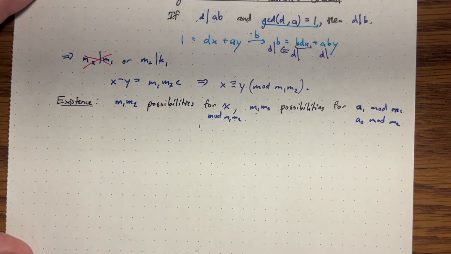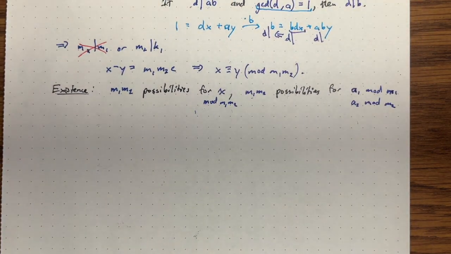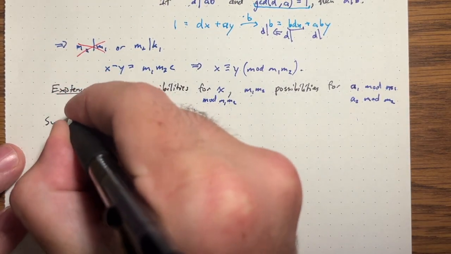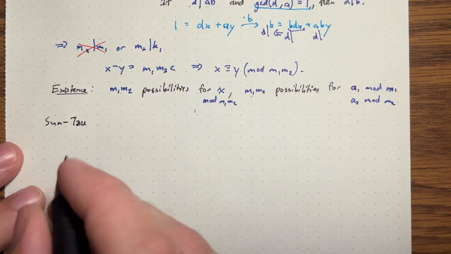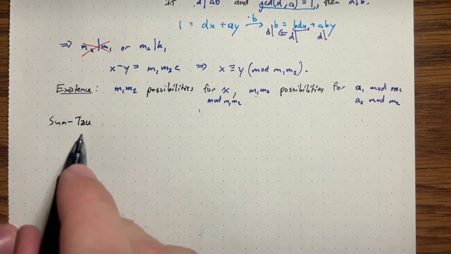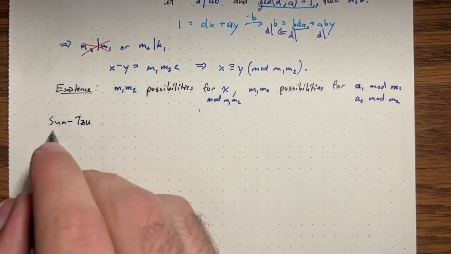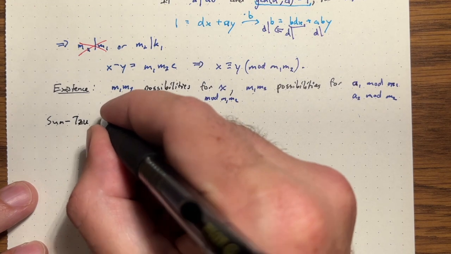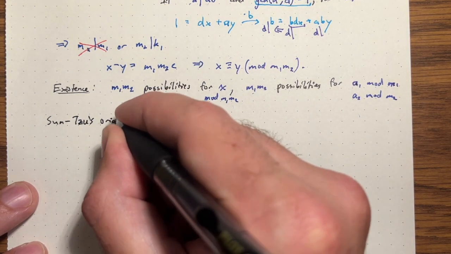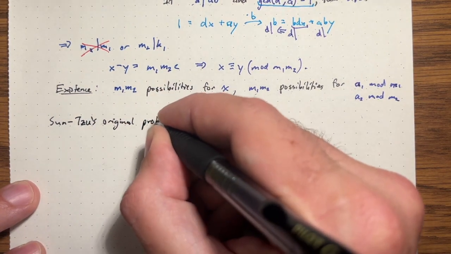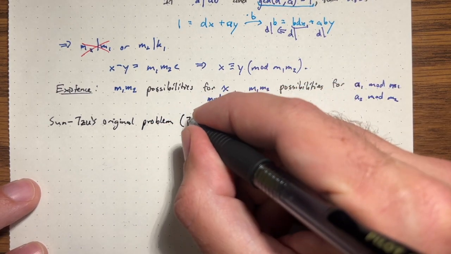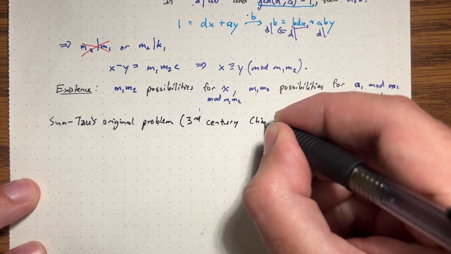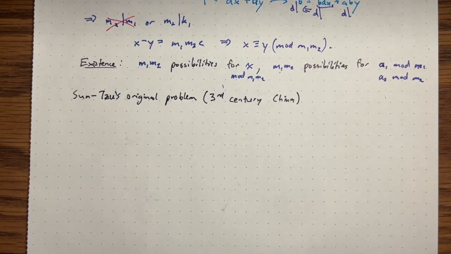But what I'd like to do now is actually show you Sun Tzu's original problem. Sun Tzu was, this is not the Sun Tzu who wrote Art of War, by the way. This is a mathematician, Sun Tzu, who lived I think several hundred years later. This was his original problem. This was in third century China. Problems like this were considered.